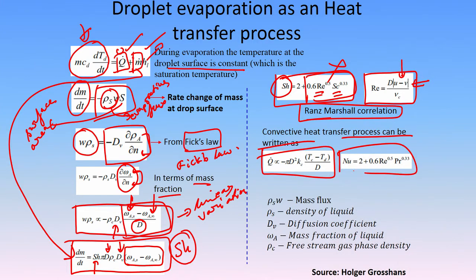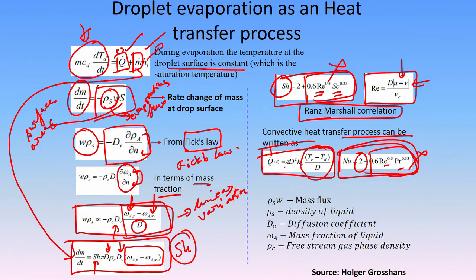On the other side, the Q dot which we need is basically written as Kc pi d square (Tc minus Td) divided by d, where the Nusselt number is also written in a very similar form, once again in terms of Reynolds number and Prandtl number. As we know, the heat transfer will also get enhanced if there is a flow. So if there is no Reynolds number, this goes down, and you are left with only 2.